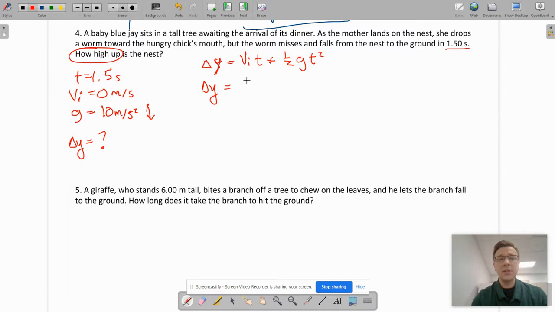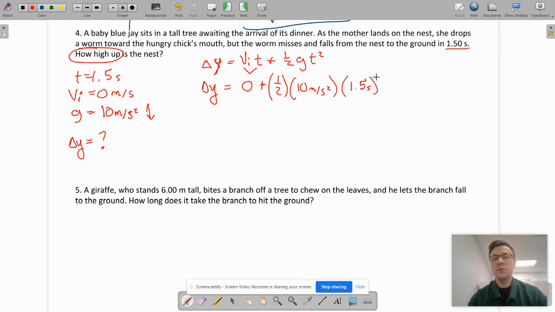The initial velocity is 0, so this whole thing right here is going to be 0 plus, and I talked about that in the equation video, but when that initial velocity is 0, this just becomes 1/2 times 10 meters per second squared times the time squared, which is 1.5 seconds squared. Okay.